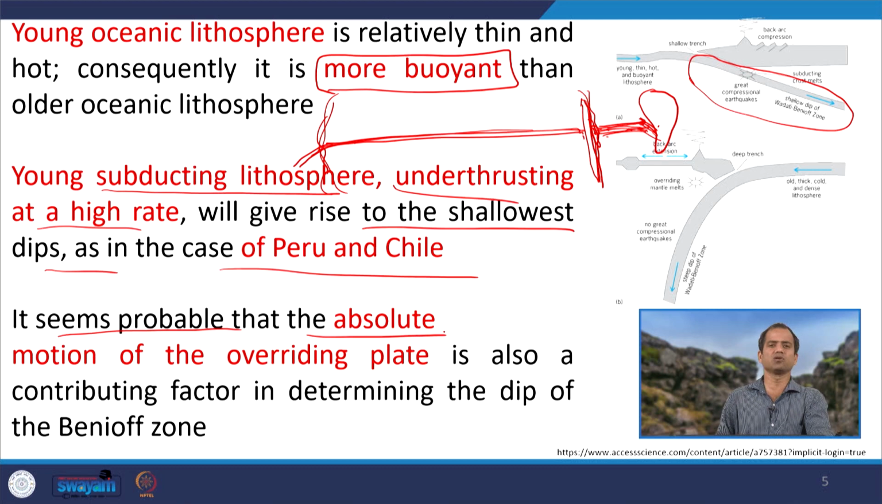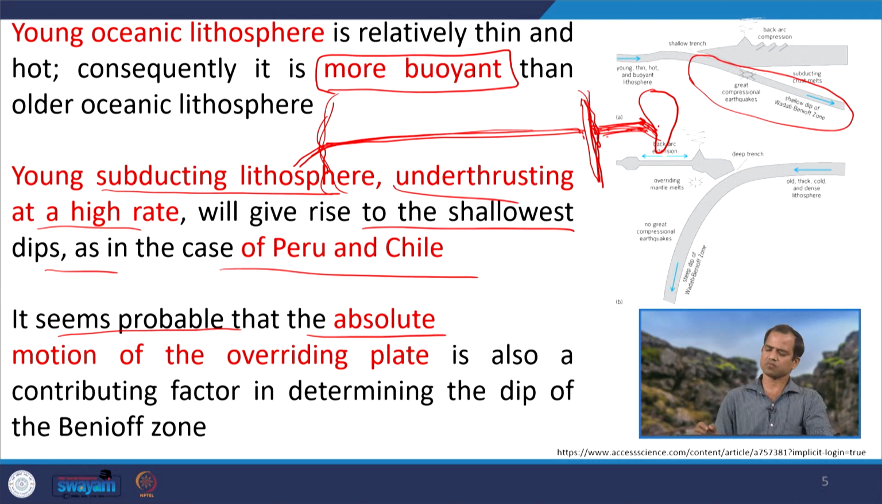But if the reverse is true, that means a low slip rate, the plates are more locked, and more stress is accumulated. Once that is there, we can expect a high magnitude earthquake when there is any slip. So, it seems probable that the absolute motion of the overriding plate is also a contributing factor in determining the depth of the Benioff zone. How does it happen?